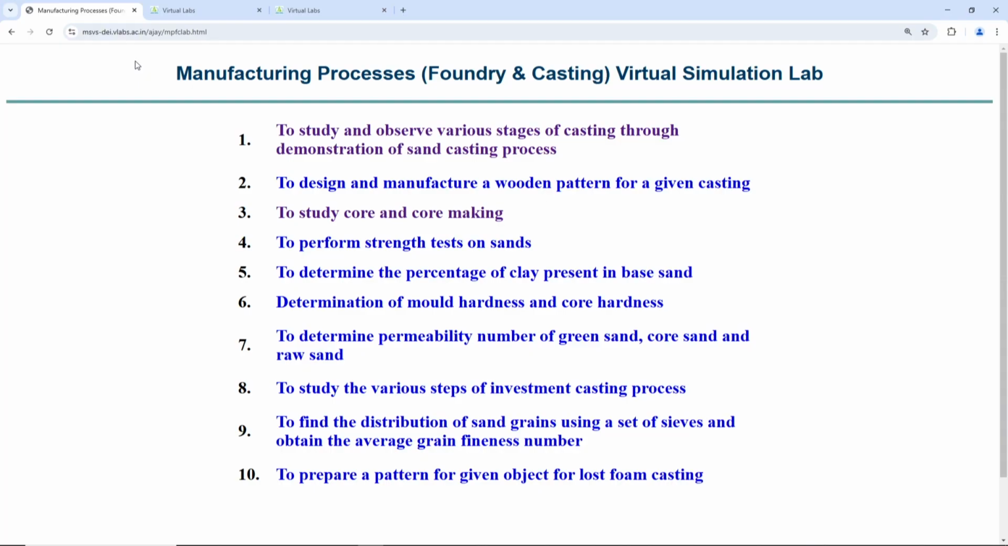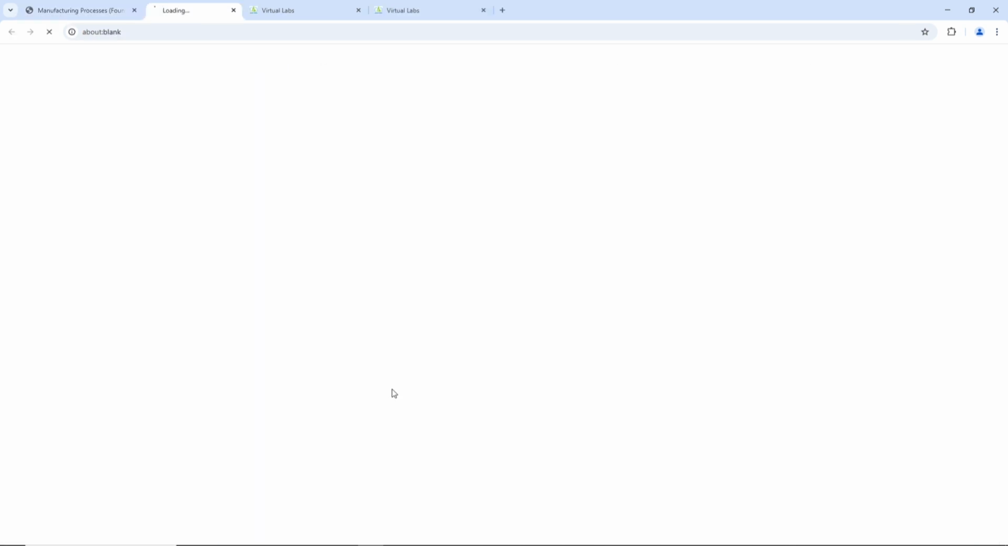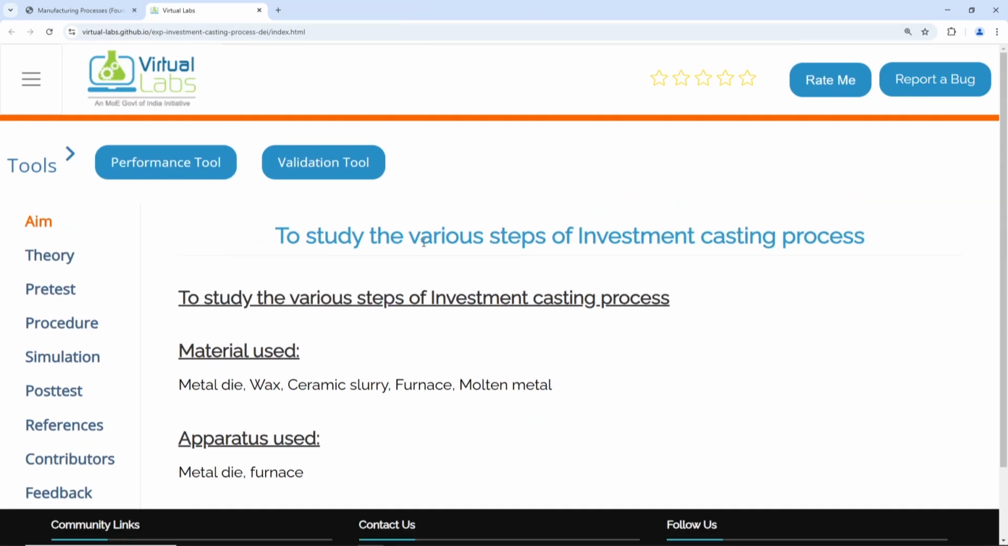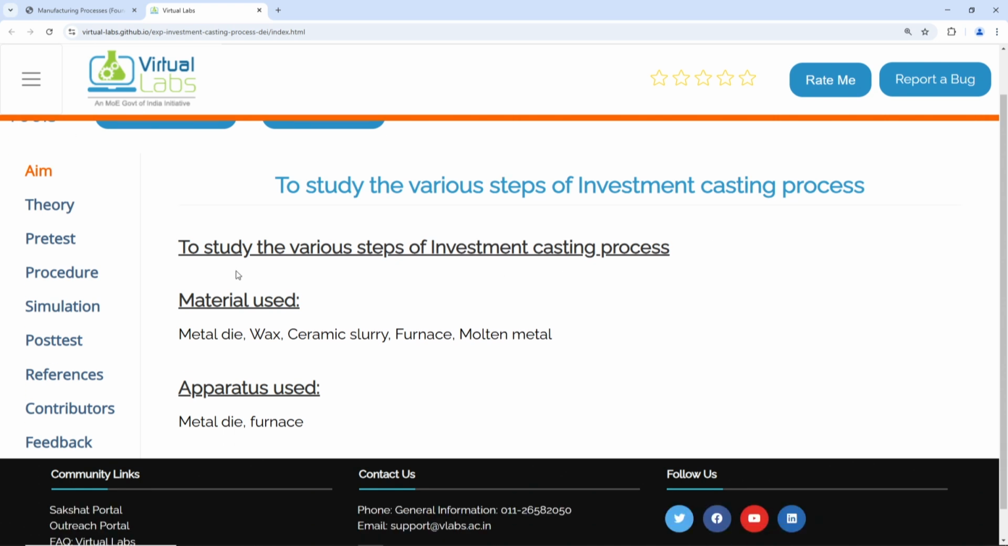Let me just walk you through that one as well. I come to tab 1, and that investment casting process is here. So, this experiment number 8 is to study the various steps of the investment casting process. I click on that. The aim is to study the various steps of the investment casting process. Material used is metal die, wax, ceramic slurry, furnace, molten metal. Apparatus used is metal die and furnace.